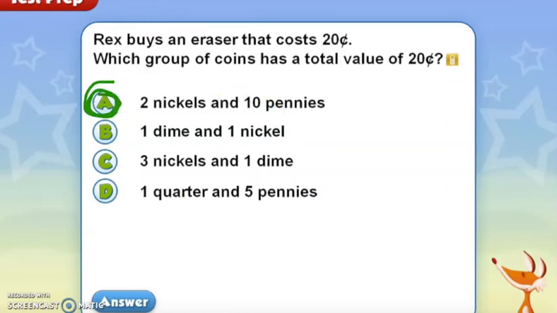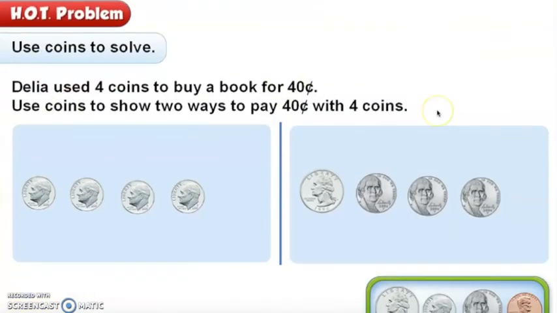Okay? All right. So nice job today. That was the last question on our slides for today. So remember, just a quick kind of rundown of this lesson. So basically, what it's about is finding different ways to get the same total amount, right?